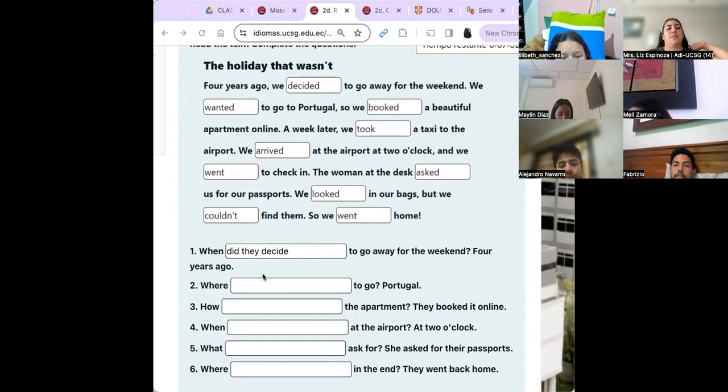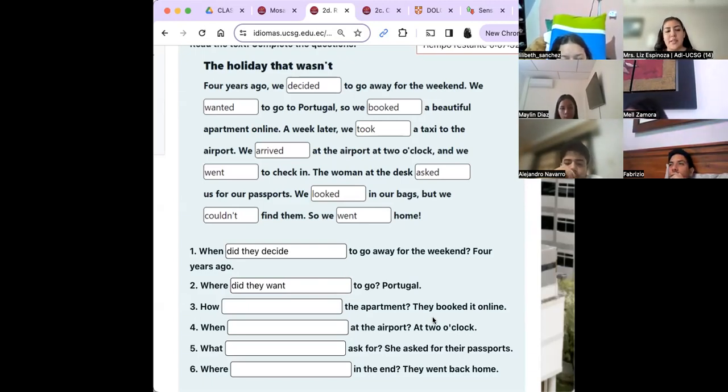Okay? So, the next one, where to go Portugal. They're asking where they wanted to go. So, where did they want to go? Portugal. Okay, so in this case, again, auxiliary subject verb. Did they want? It's important that you always remember that order. Auxiliary did, subject they, verb want. Auxiliary subject verb. That is the order of questions.